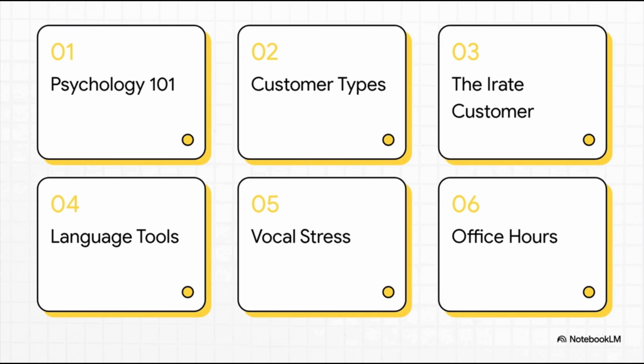So here is our syllabus for today. We'll kick things off with Customer Psychology 101, then move into identifying difficult customer types. After that, we're tackling handling the irate customer, followed by the language of de-escalation and vocal stress and tone. Finally, we'll wrap up with office hours for a little Q&A session.